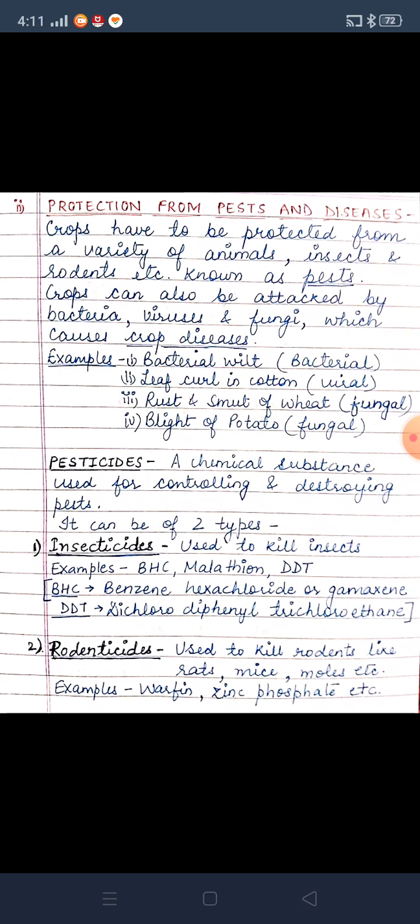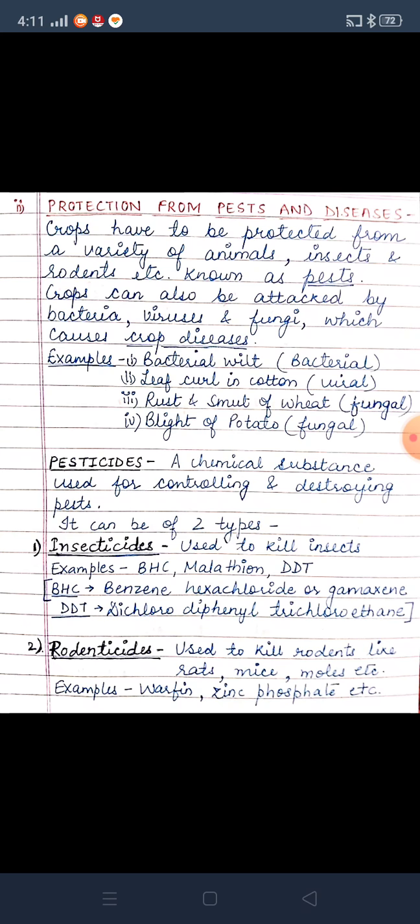Then the second one is rodenticides. Rodenticides are used against rats, mice, moles, etc. They also damage the crop production. Examples of rodenticides are warfarin, zinc phosphate, etc.